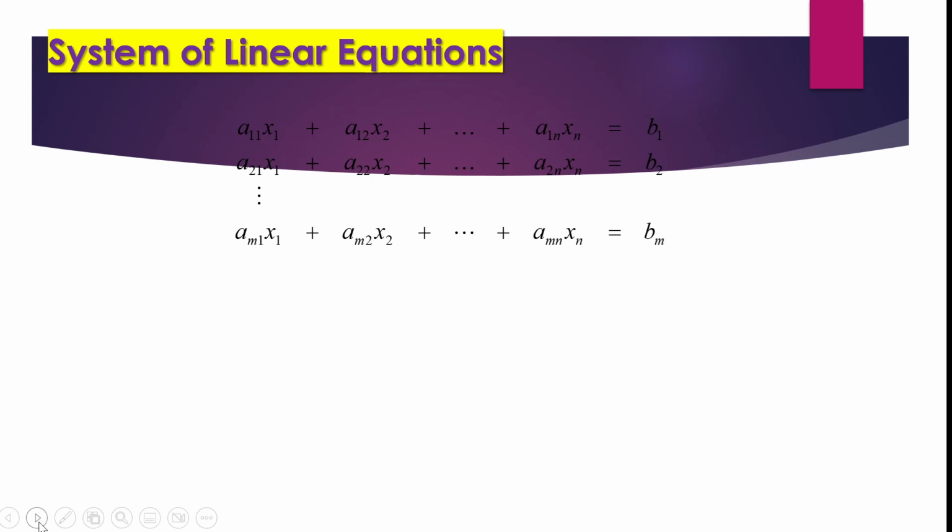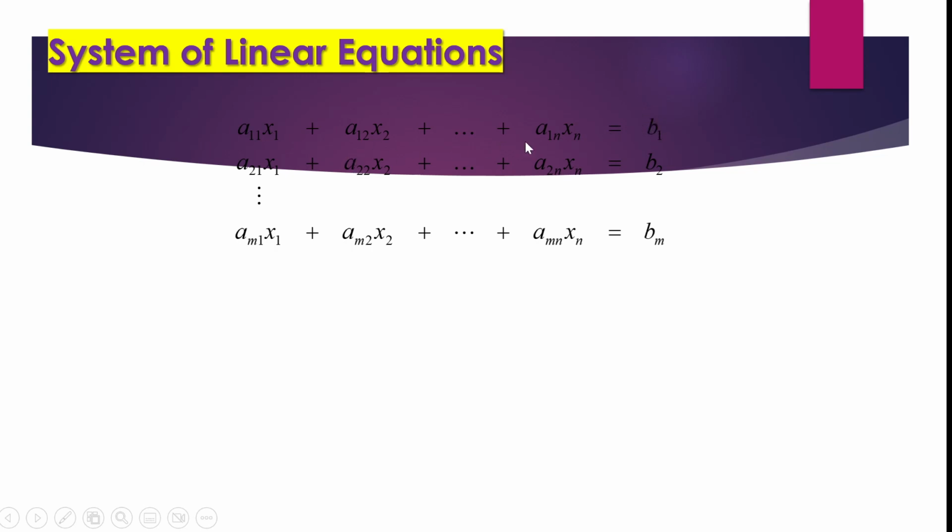So, a system of linear equations. Linear because you have here, let's say, a11 x1, this is power 1, plus a12 x2 power 1, plus, until a1n xn power 1. So all the x variables, x1, x2, until xn, are degree 1. So this is a linear equation, then equal to b1.